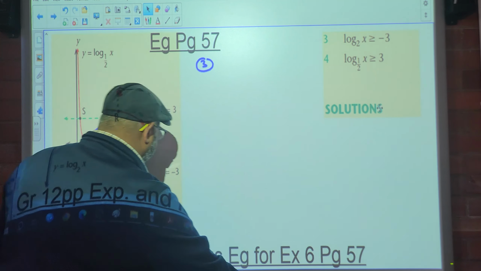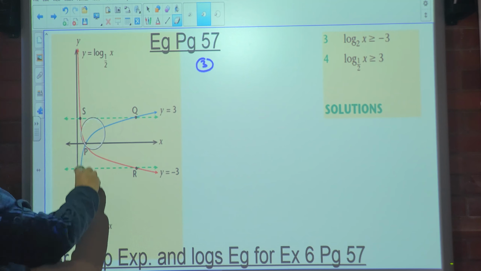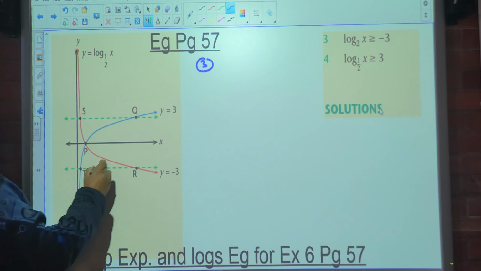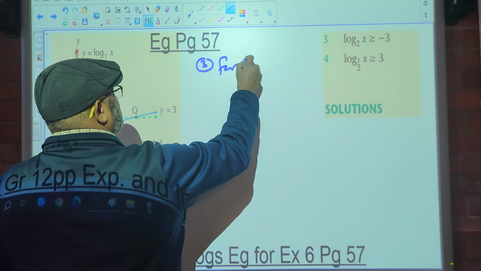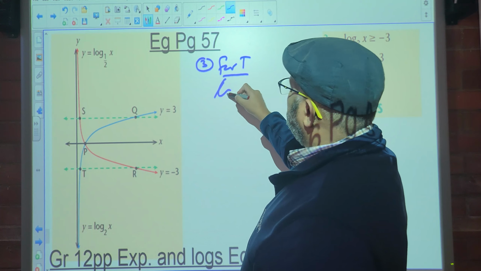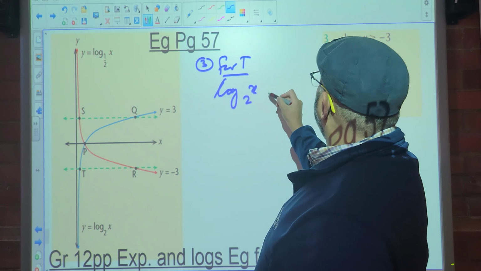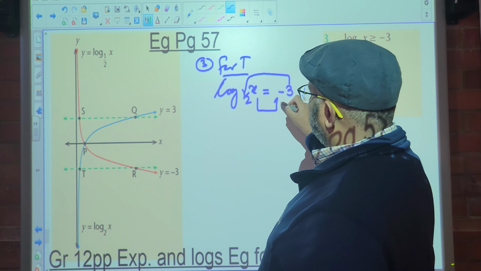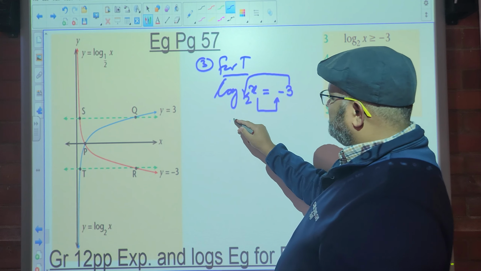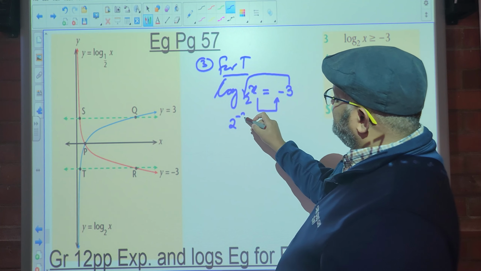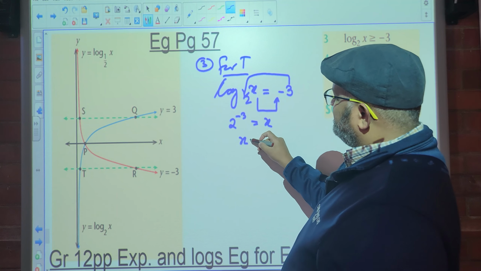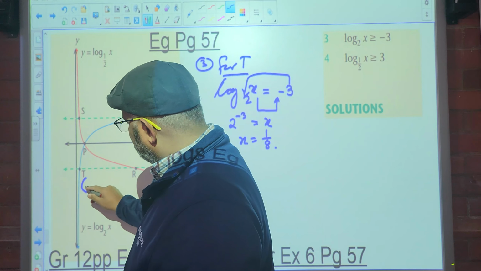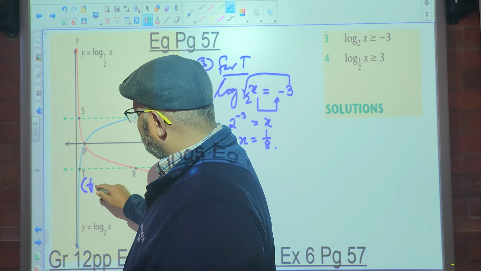So what do we say? We must solve for T, not so? So for T, with the coordinates of T, log x base 2 must be equal to negative 3. That goes onto the 2 and that goes on its own. So that will be 2 to the negative 3 is equal to x. So x is equal to an 8th. So T's coordinate is an 8th and negative 3.